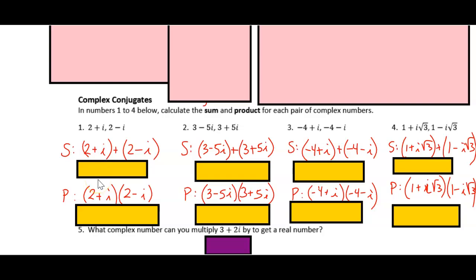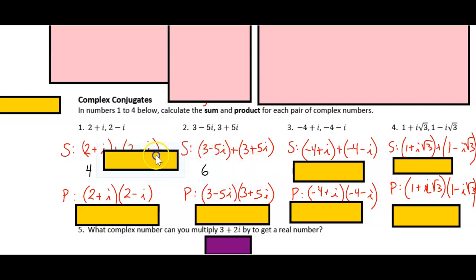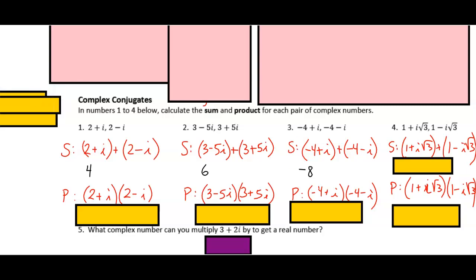Okay, so we have, in the first case, 2 plus i plus 2 minus i. If we're adding, the parentheses aren't really important, but I would see 2 plus 2 is 4, i plus negative i is nothing, so I get 4. Second one, I'm going to have the same thing happen. I've got a bunch of canceling here. I've got 3 plus 3, but the 5 i's cancel each other out. Same thing happens in 3. Same thing happens in 4.